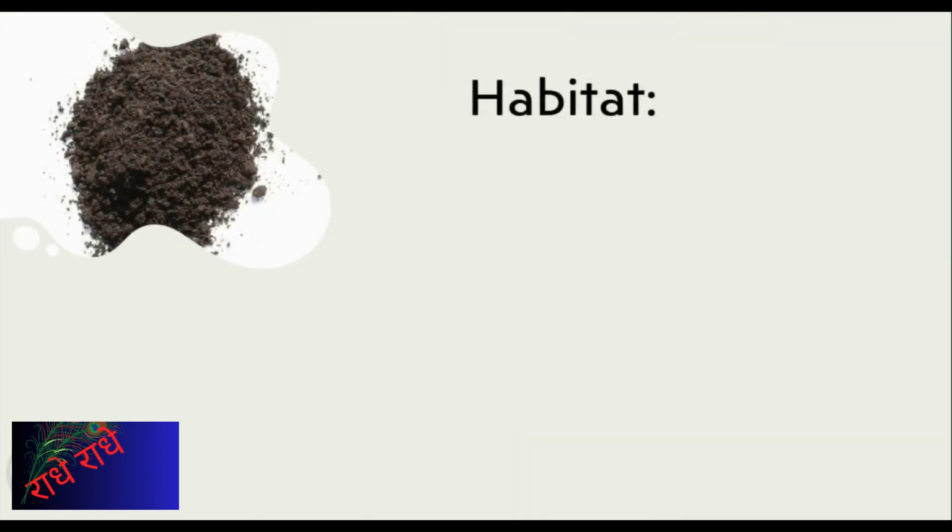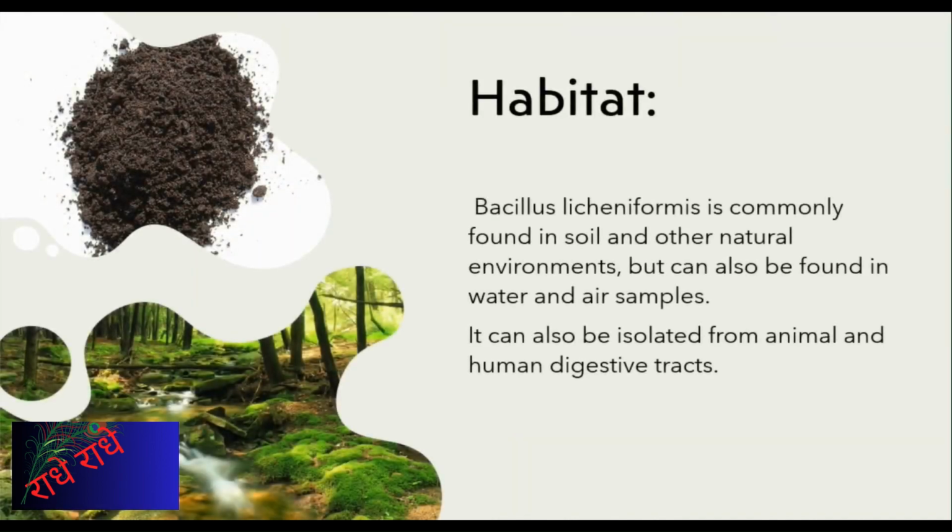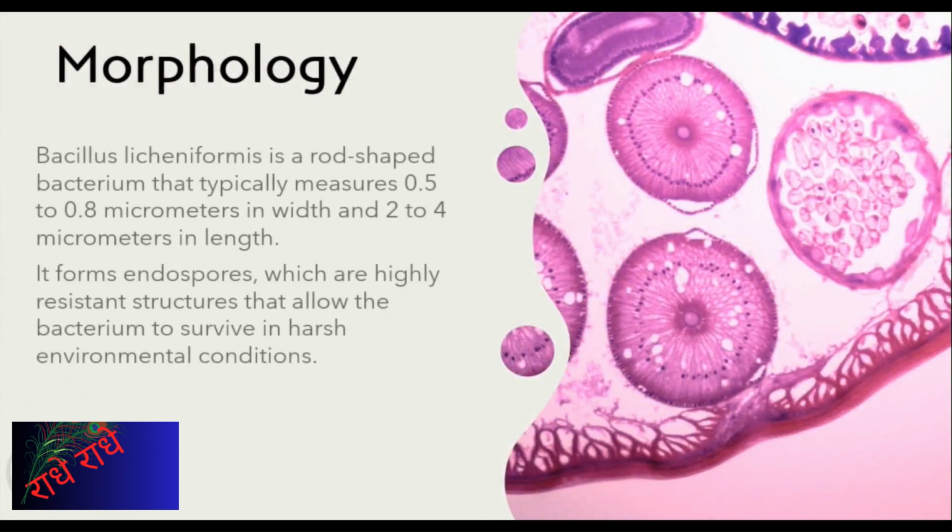Bacillus licheniformis is a bacterium found in a variety of locations, from soil to air samples, water, and digestive tracts of animals and humans. Its prevalence is extensive, often found in an abundance of environments, and it is commonly linked to the leafy mossy growth of lichen in wooded nature scenes. Bacillus licheniformis is a rod-shaped bacterium with measurements of 0.5 to 0.8 micrometers in width and 2 to 4 micrometers in length.